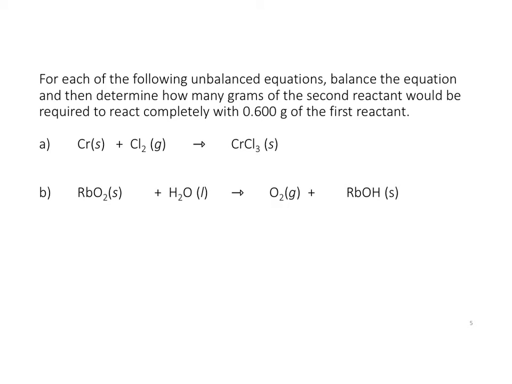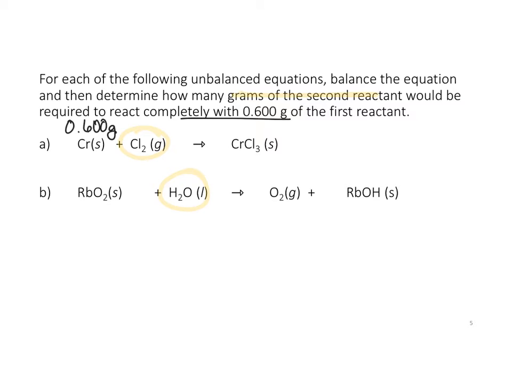For each of the following unbalanced equations, you need a balanced equation. You always start with the balanced equation. We need to balance and then determine how many grams of the second reagent. So they're asking for the second reagent here, how many grams of the second would be required to react completely with 0.600 grams of the first.